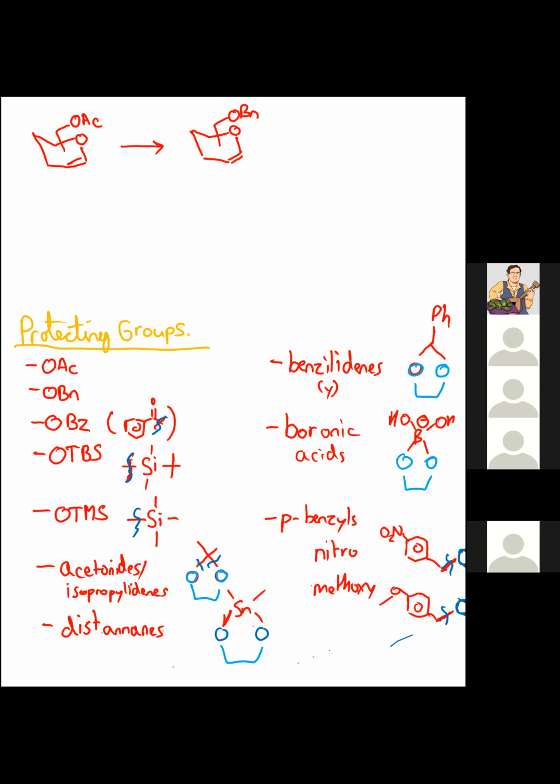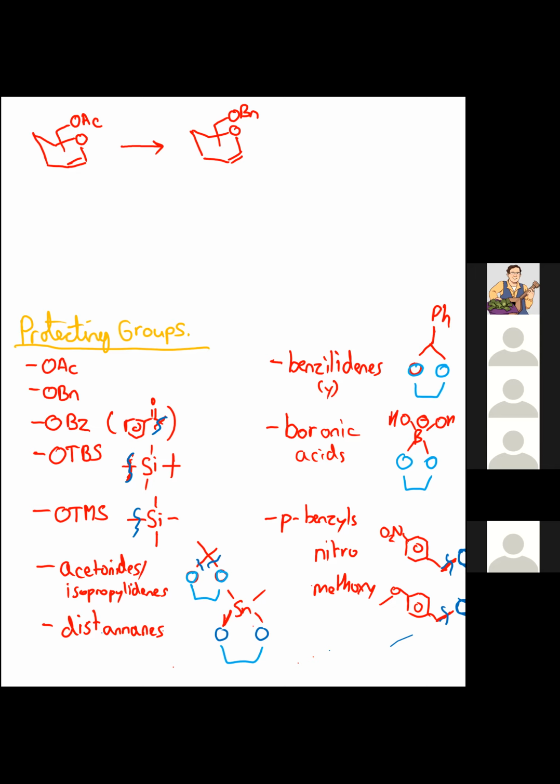So I didn't draw acetate or benzyl. Hopefully people are comfortable with those too. These are the protecting groups we're using in this course for the carbohydrate side. And they each have advantages and disadvantages, and I'm probably going to copy this slide and stick it in front of something else, so we'll come back to that.